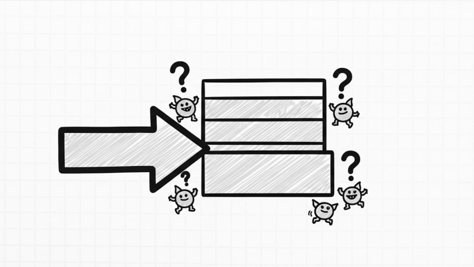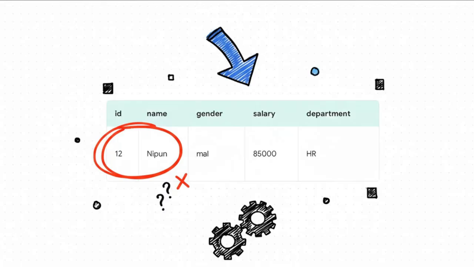We're getting pretty good at fixing the data that's already there. But what happens when new information gets added? You know, like when a new person gets hired. Well, new data can mean new mistakes. And here we go. Meet our new employee, Nipun. But hang on. If you look closely at that gender column, you'll spot a typo. It says mal instead of male. It's a tiny mistake, but it makes our data inconsistent.